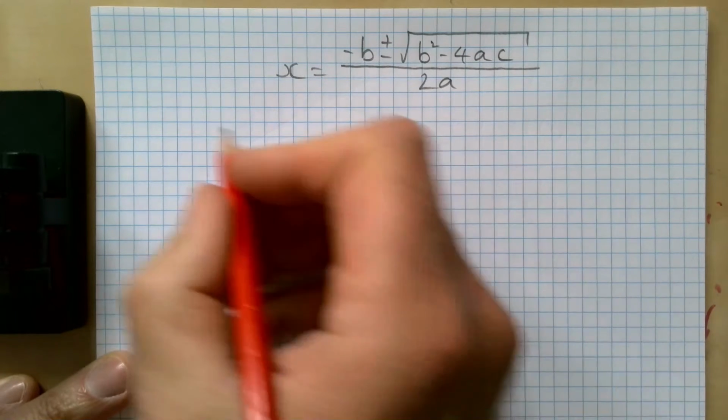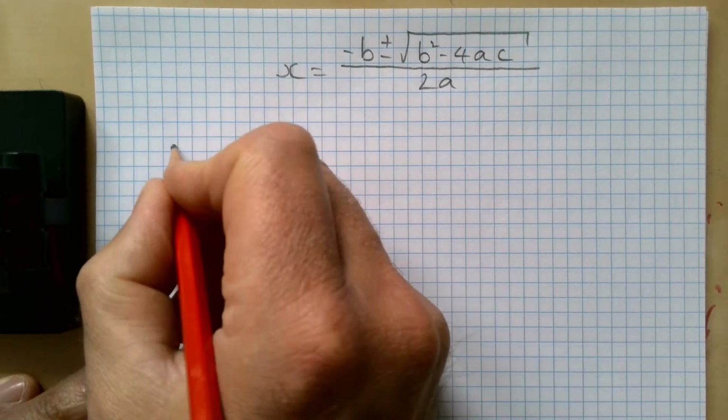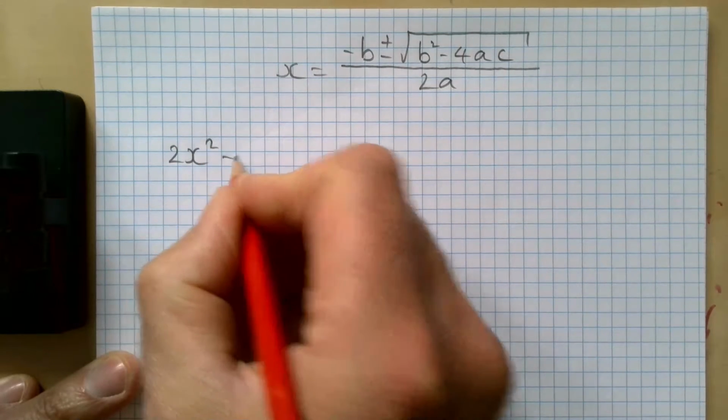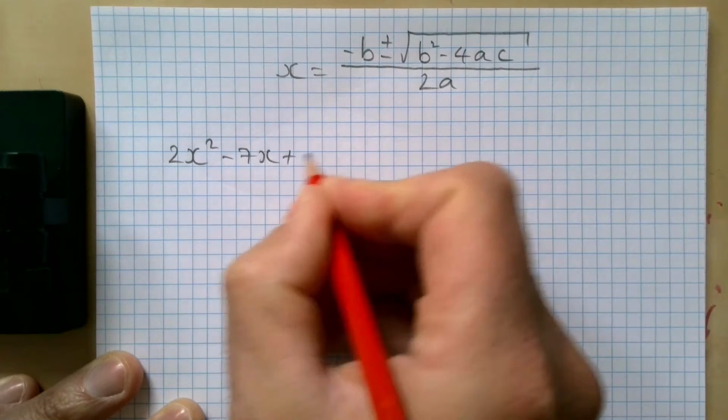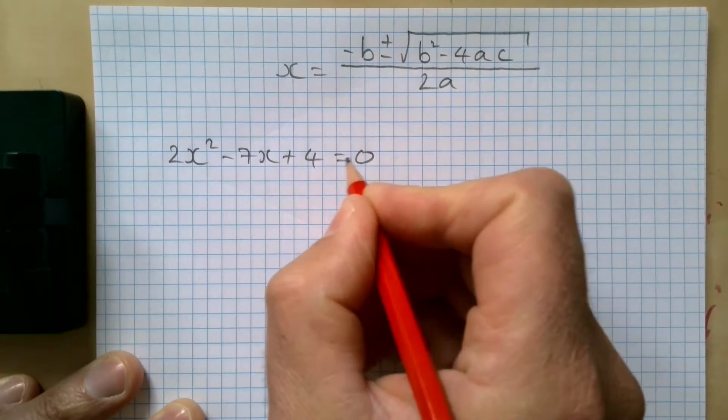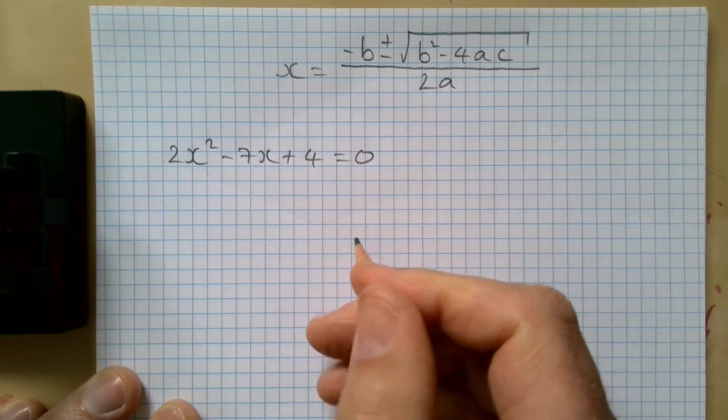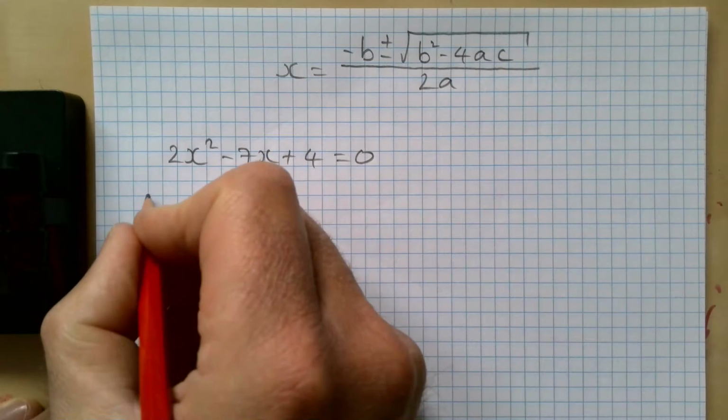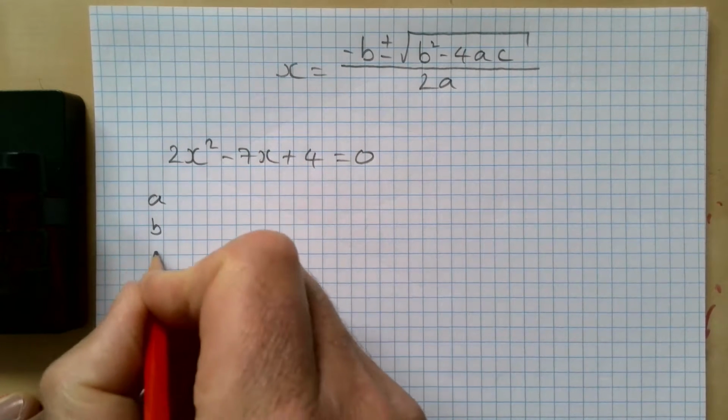So let's take a wee look at this first one. We're going to try and solve this quadratic equation here: 2x squared minus 7x plus 4 equals 0. And we're going to give our answer then to 2 decimal places. We need to find our a, b and c, and I always write them down here to start with.